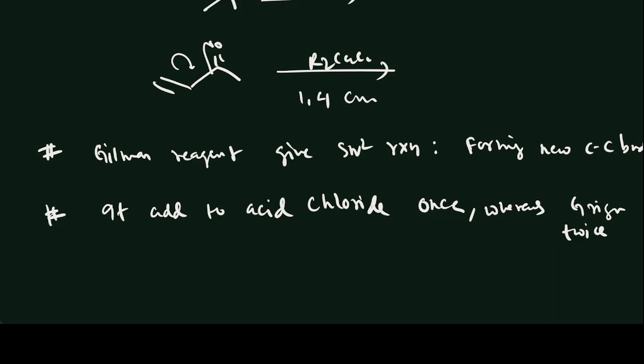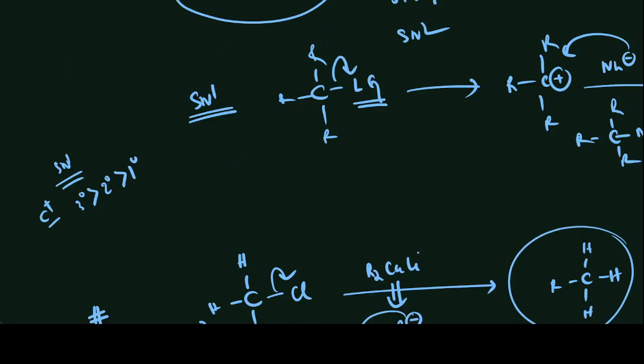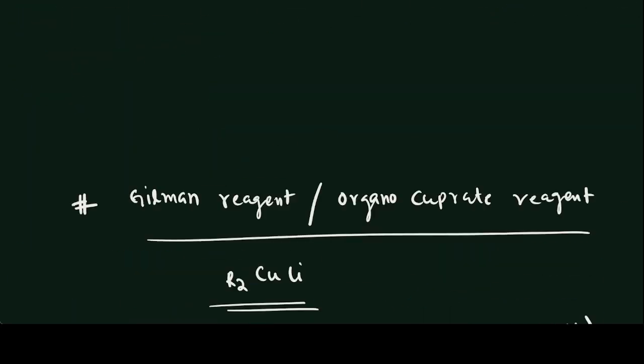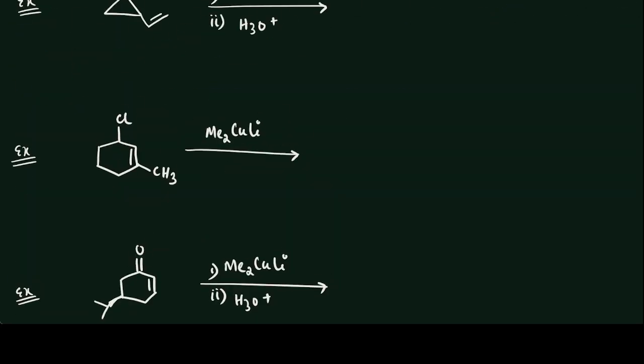So moving to the question answers. Okay, so the first example is we have this type of epoxide. Now we are going to give it a Gilman reagent, so what will it do? See here, R2CuLi. This is an organocuprate, that is, a Gilman reagent.